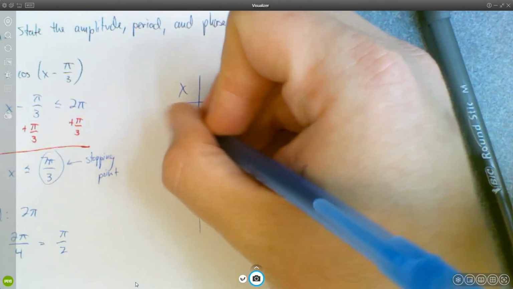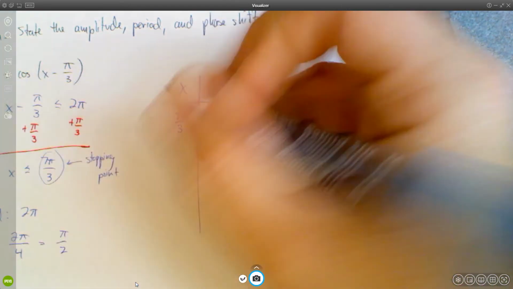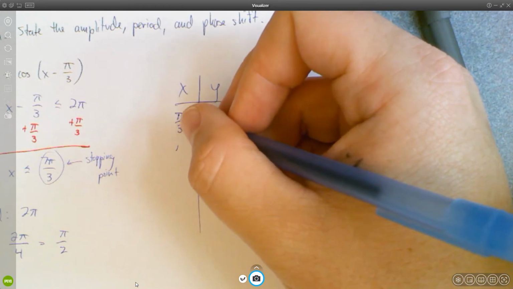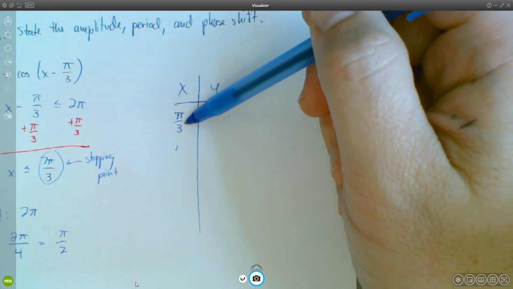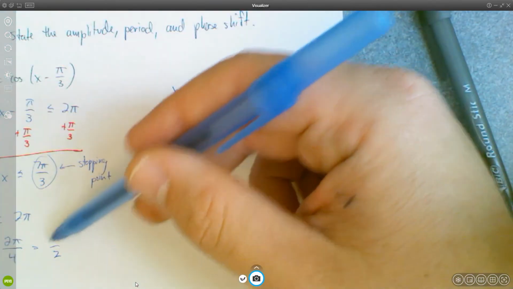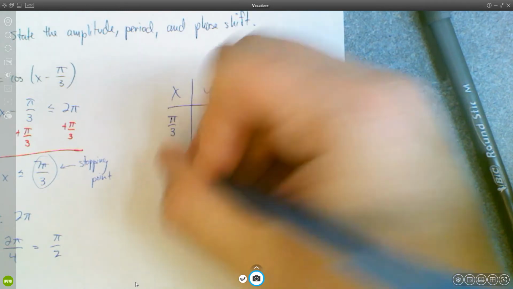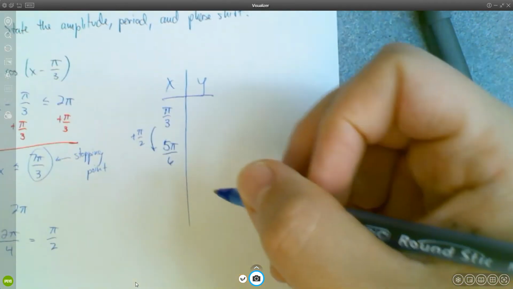So we start at pi over 3, and then we're going to add pi over 2. A common denominator there would be pi over 6. You're welcome to just use your calculator, by the way. This is 2 pi over 6, and this is 3 pi over 6. So we're going to end up at 5 pi over 6 after the first addition. So plus pi over 2 puts us there.